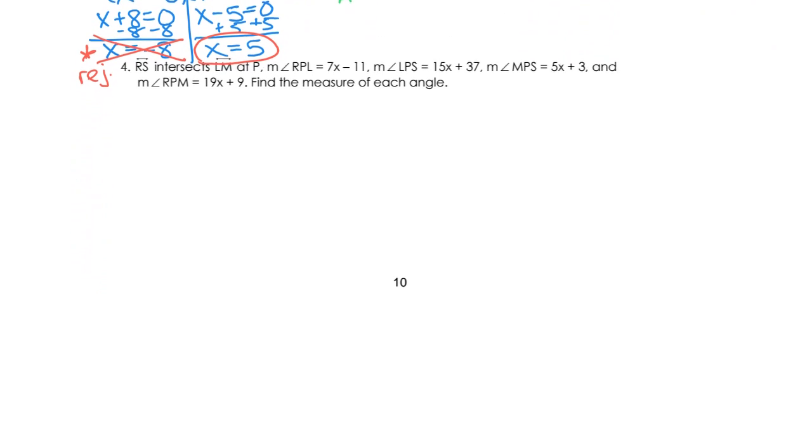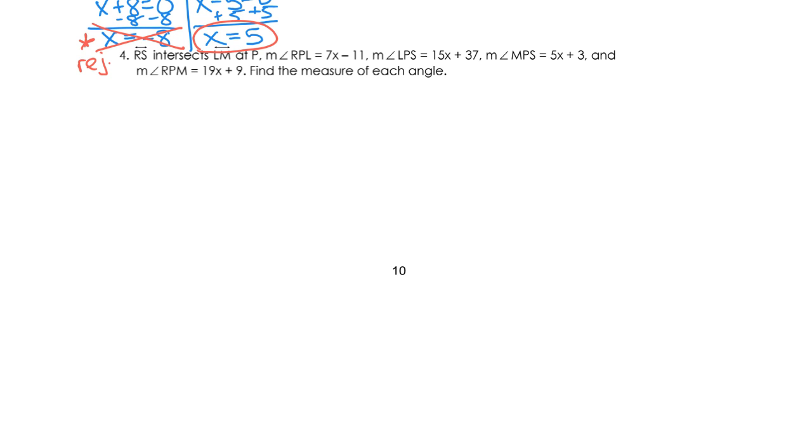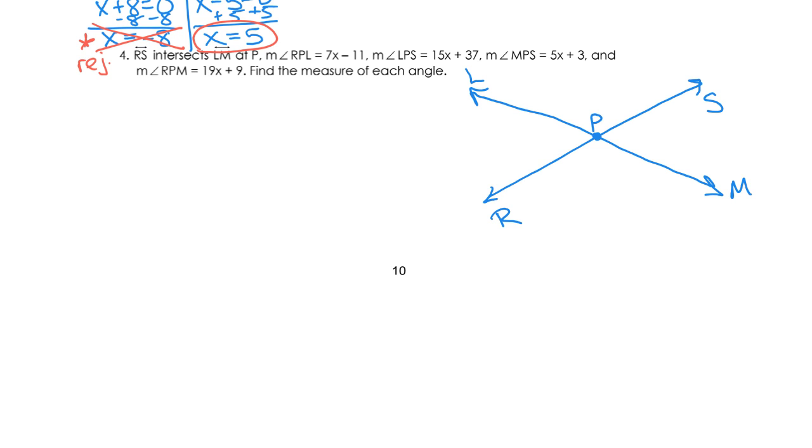And going on. How about number 4? It says RS intersects LM. RS is a line and LM is a line. And so we're going to get a picture just like in number 3. So we're going to go ahead and draw our line. We'll call that R and S. And then we have another line that crosses or intersects it. And we'll call that one LM. And they said that they intersect right at P.